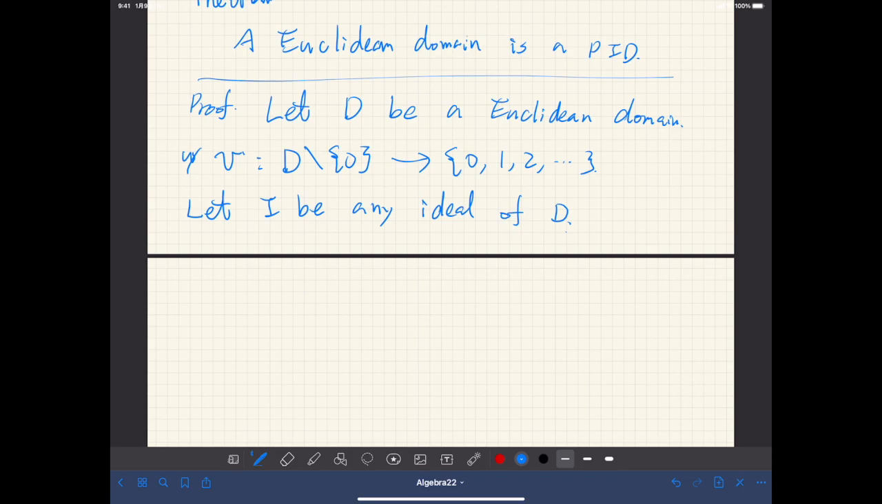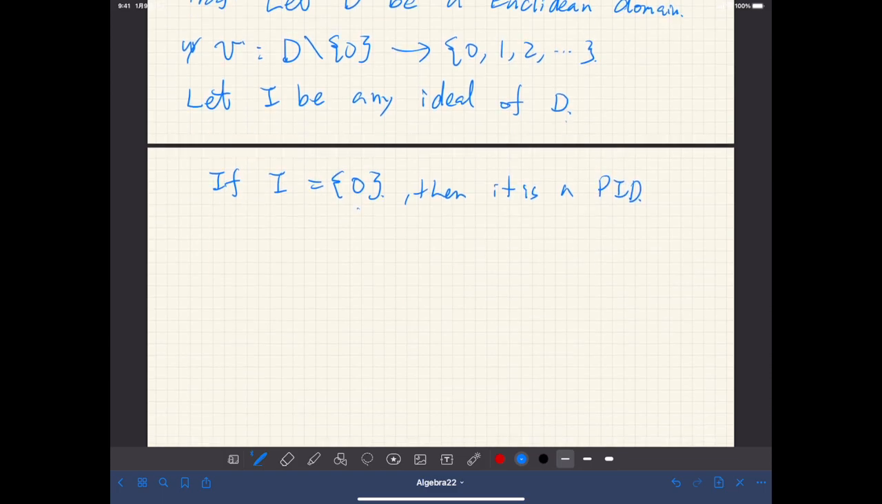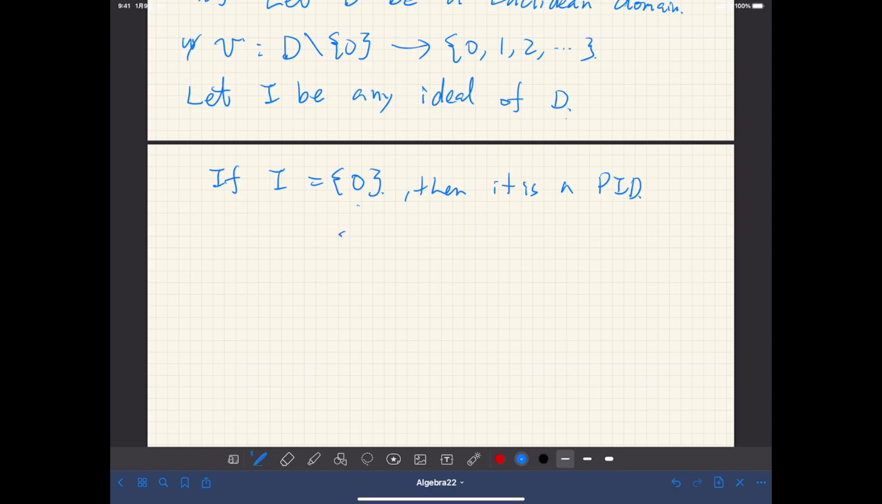Okay, so if this ideal is the zero ideal, then it is a principal ideal, right? So it can be expressed as, actually, zero can be expressed as D times zero. So zero times any element is zero. So this is a principal ideal. So suppose it's not a zero ideal.